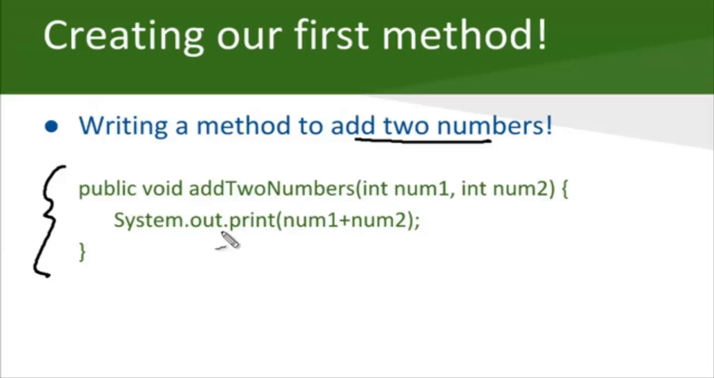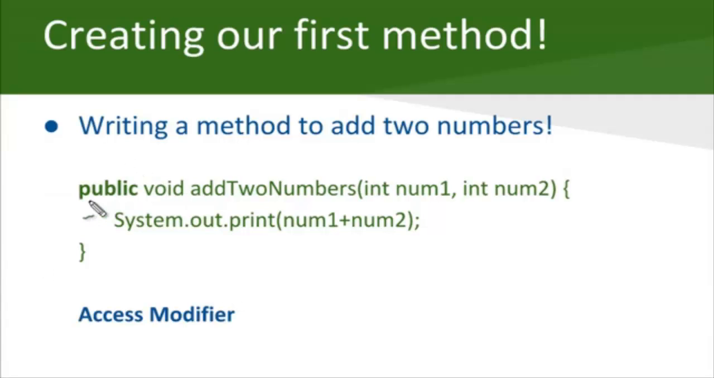Let us now examine each and every component of the same. This is basically the access modifier. This tells how your method will be accessed. It can be public, private, etc. Now, what is the difference between public and private will be discussed in the next set of videos. But as of now, we'll be keeping all our methods public.